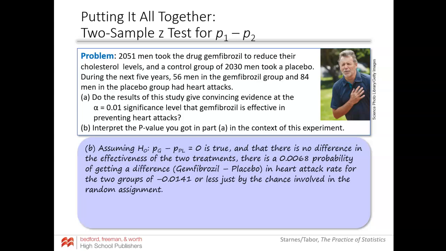here comes the other part of this. Here we go. So assuming that the null hypothesis stated there is true, and that there is no difference in the effectiveness of the two treatments, there is a 0.0068 probability of getting a difference of gemfibrozil minus placebo in the heart attack rate for these two groups of negative 0.0141 or less just by chance involved in the random assignment. Now, we've got to dissect that a little bit.